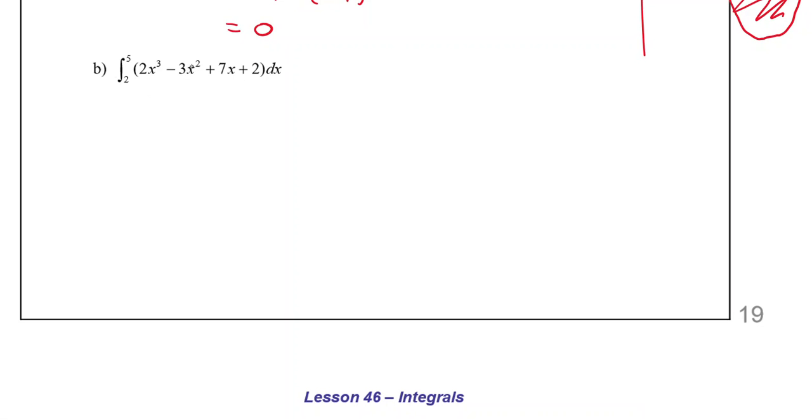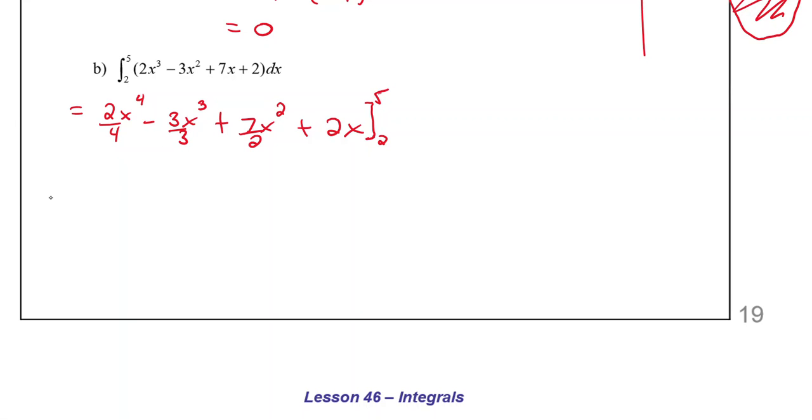Okay, so we'll find the integral from 2 to 5 of this. So we'll just find the antiderivative of each individual term here. So this would be equal to 2x to the 4 over 4 minus 3x to the 3 over 3 plus 7x squared over 2, and then plus 2x. And then again, we'll make a little line here and say this was from 2 to 5.